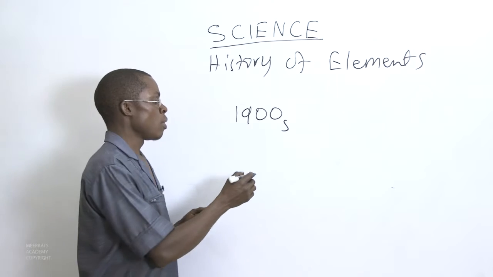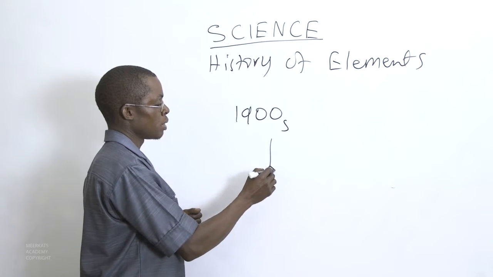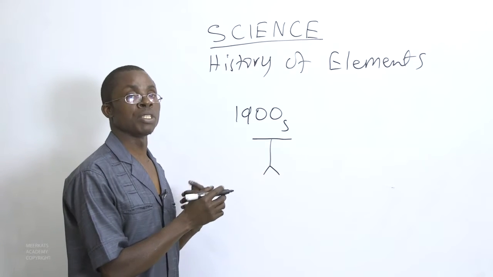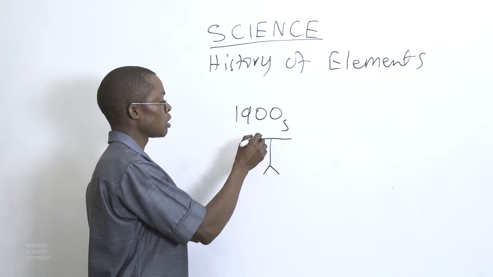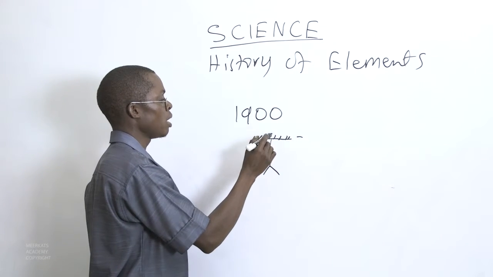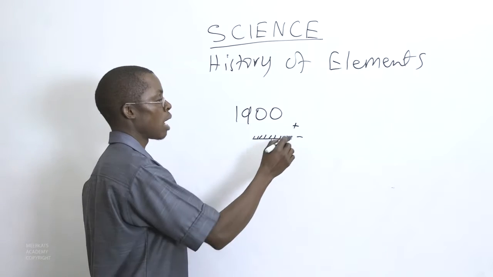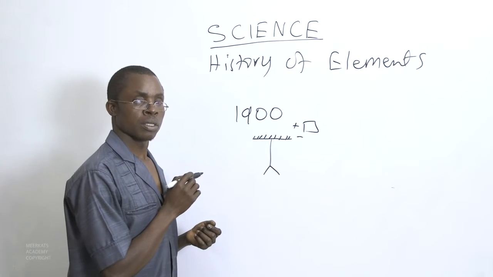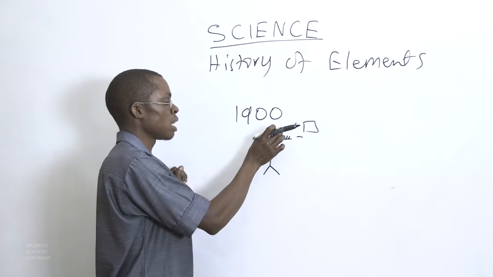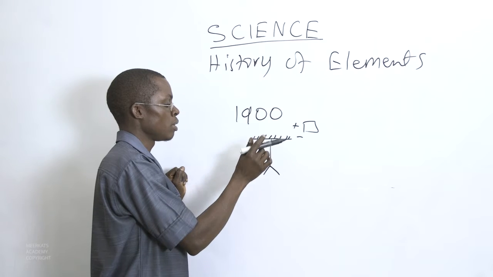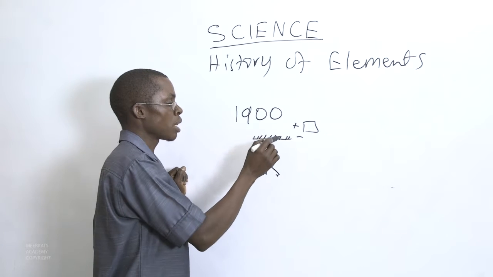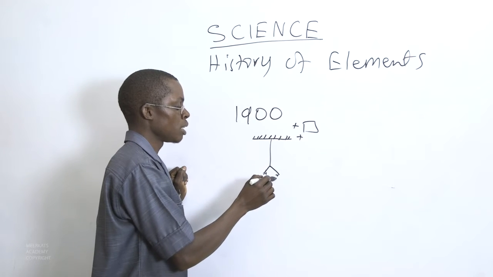A gold leaf where the tips are divided, and on top we have a plate that can be charged. You can make this one charged, maybe negative, and you pass by maybe a positive item, and see what will happen to this other part. So if you have made this side negative, this part will be positive. If you make this one positive, then this one becomes negative.